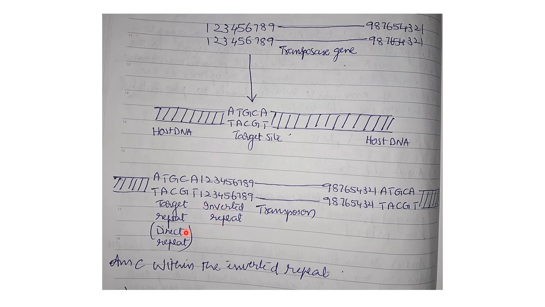These are the inverted repeats and this is the target site, that is direct repeat. It is ATGCA, ATGCA, ATGCA. That is what I told, the target site gets duplicated. Here also one same sequence, here also same sequence. Between that sequence you have got the IS element getting incorporated. So this is the target repeat. This is also the target site, it got duplicated. So it is direct repeat.